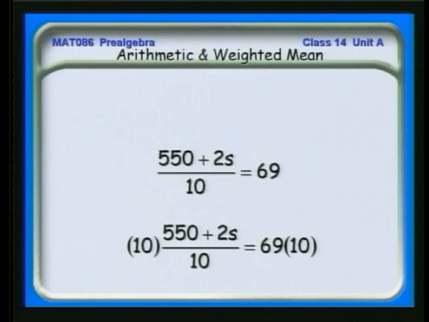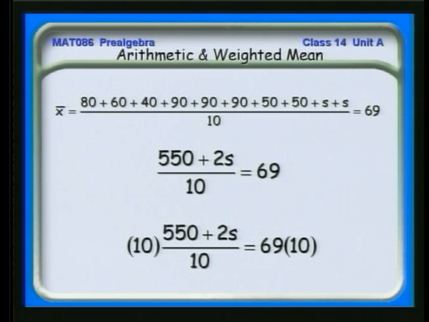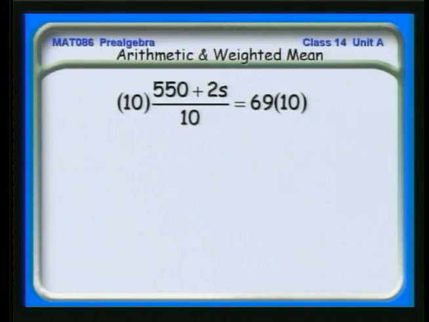Let me do the math. I get 550 plus 2s over 10 is equal to 69. When I add up all the numbers I have, s plus s is 2s. In order to clear that, I can multiply both sides by 10 in order to solve for that original equation. When I do that and do the math, I get 550 plus 2s is equal to 690.